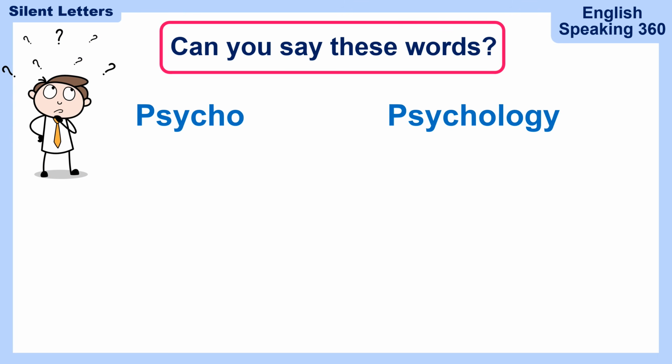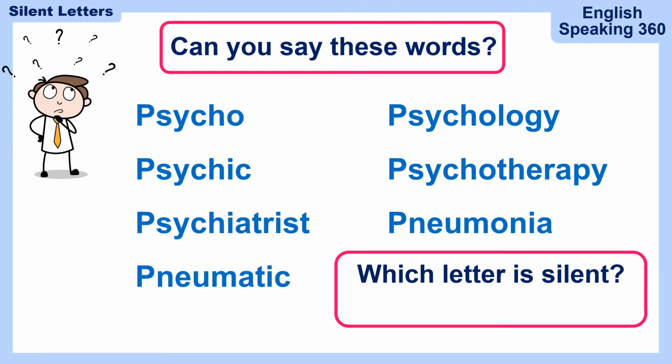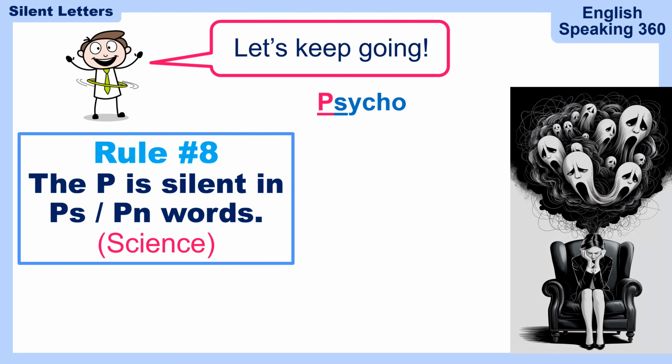Can you say these words? Which letter is silent? What is the rule? Let's keep going. Rule number 8. The P is silent in PS or PN words. This is especially true when the words are related to science, scientific words. Psycho. A crazy person is a psycho.